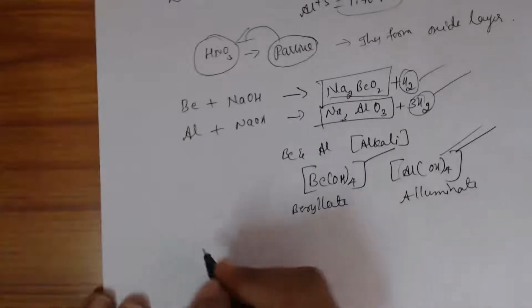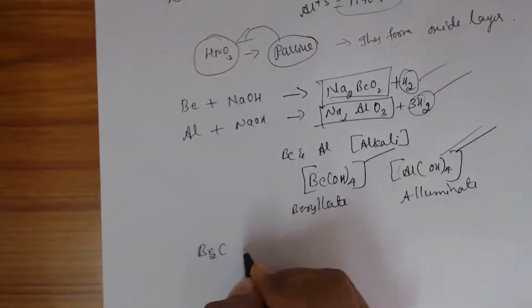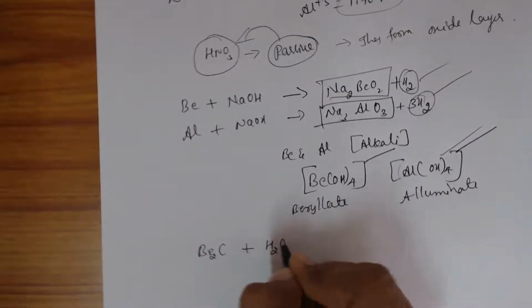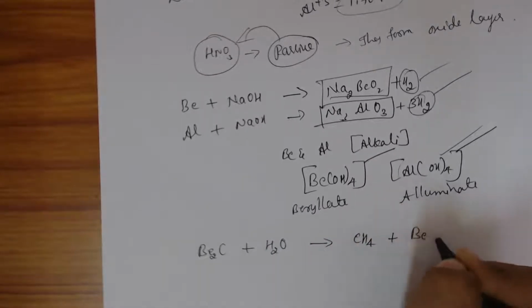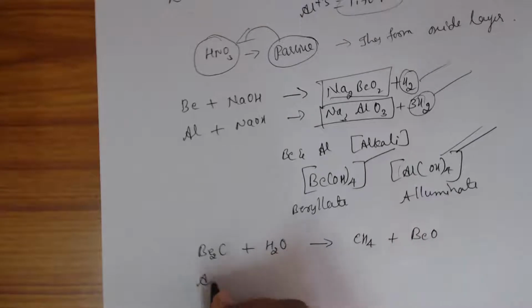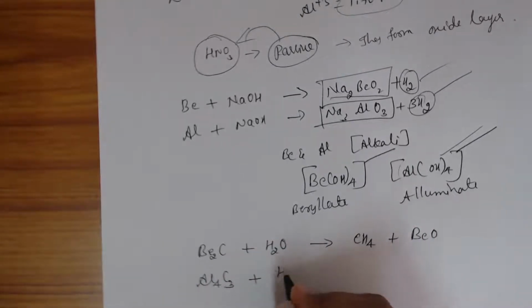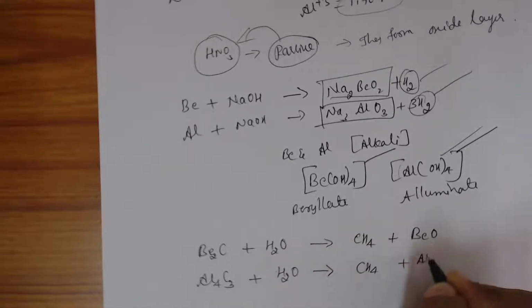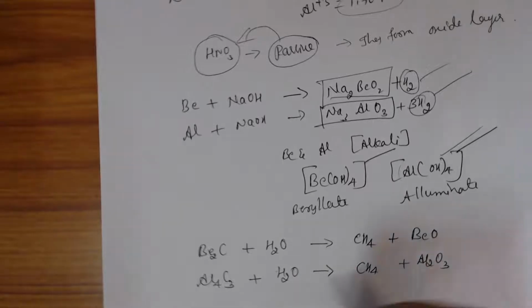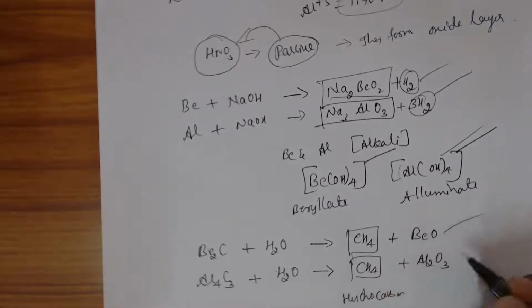Next, when beryllium carbide reacts with water, what does it form? Methane and beryllium oxide. Similarly, aluminium carbide, when it reacts with H2O, forms CH4 and aluminium oxide. So in both cases, they form methane, that is a hydrocarbon, along with the simple oxides.